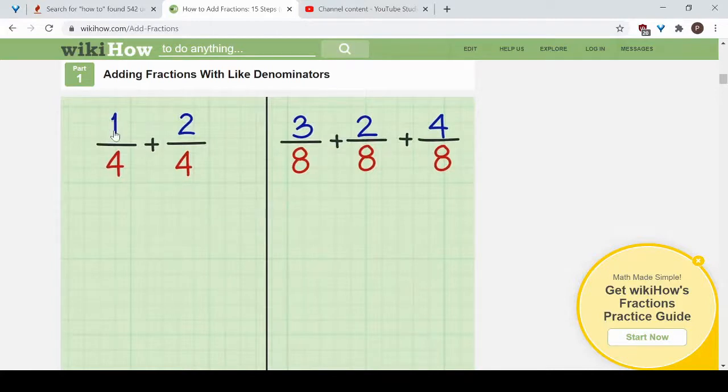So an example is 1 over 4 plus 2 over 4. They both have 4 as the same denominator. Or 3 over 8 plus 2 over 8 plus 4 over 8. They all have 8 as the denominator.